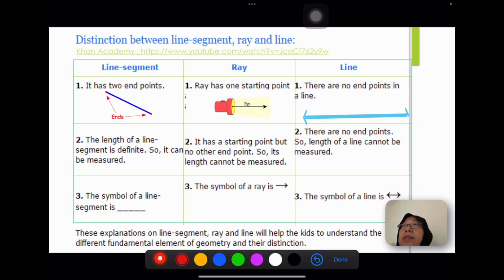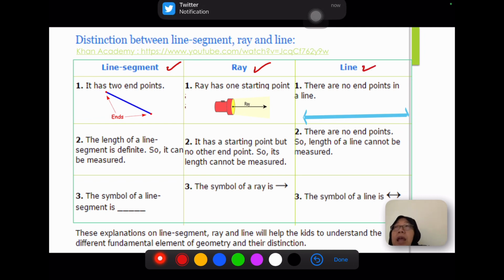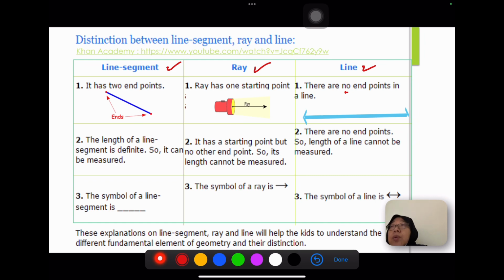Okay, so let's compare these three. So we have line segment, we have ray, and we have line. So let's begin with line first, because that is the beginning of line. So as we can see, there are no endpoints in a line. So you have double arrow.